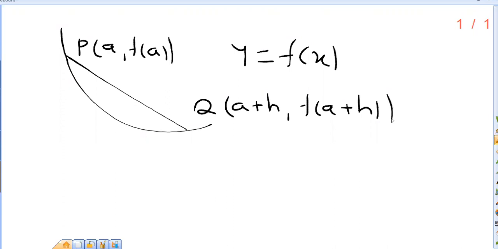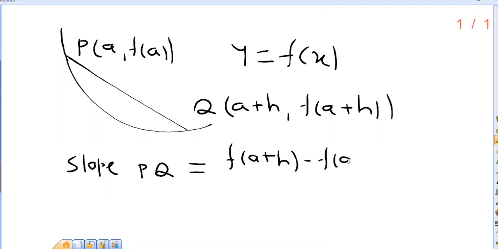Now, how will you define tangent? Tangent is nothing but the limiting position of secant PQ. Now, can you tell me what is the slope of secant PQ? Slope of secant PQ equals, what is the formula for slope? Y2 minus Y1 upon X2 minus X1. So, f of a plus h minus f of a upon a plus h minus a, that is h.